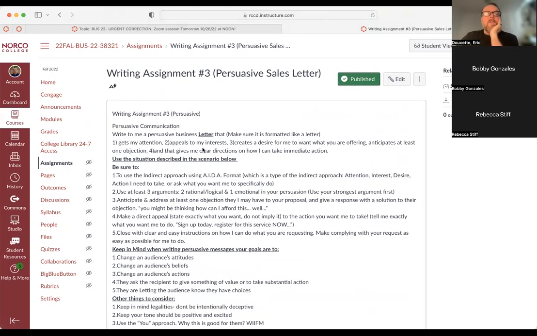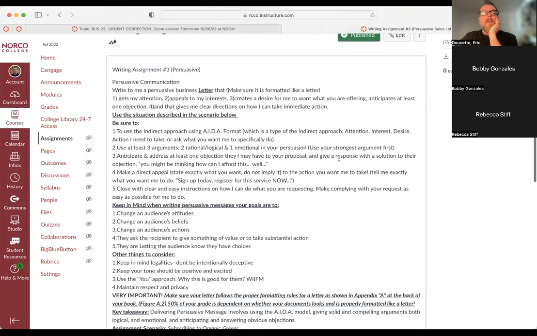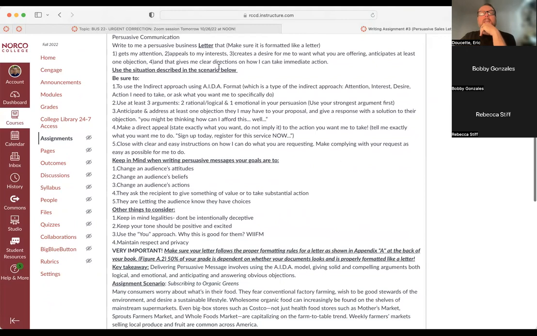So you're going to be writing a letter right here. Again, it gets my attention, appeals to my interest, creates desire, and anticipates at least 1 objection, and then gives me a clear direction of what I can take. You use the indirect approach, AIDA, which is an indirect approach in itself, so if you just follow the AIDA strictly, you're doing the indirect strategy. 3 arguments should be given, at least 2 rational or logical and 1 emotional, and then anticipate and address at least 1 objection, and then make a direct appeal at the end. Tell me exactly what you want me to do, make it very clear, and then close with clear, easy instructions on how I can do what you're requesting.